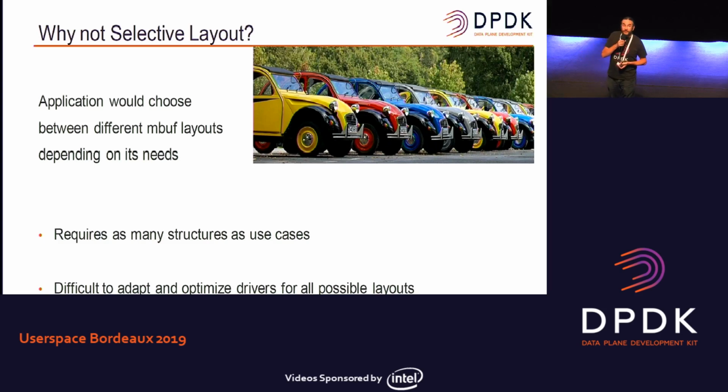Another approach that was evoked is a selective layout, which means why not having different layouts of mbuf and the application chooses which one to use depending on the use case. So this would require as many structures as use cases. For instance, one will want a timestamp plus user metadata. The other one will want a sequence number plus IPsec offload, and so it's not manageable to have this in the driver. We would have to handle all the different layouts, and it seems not doable.